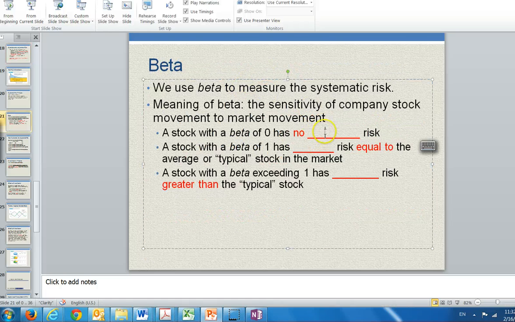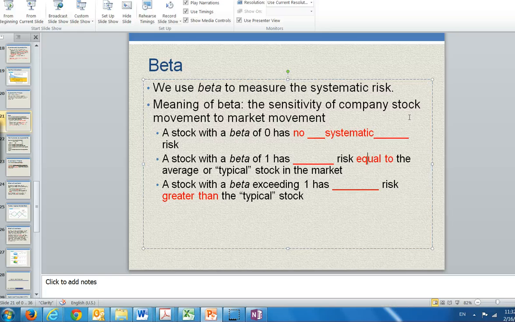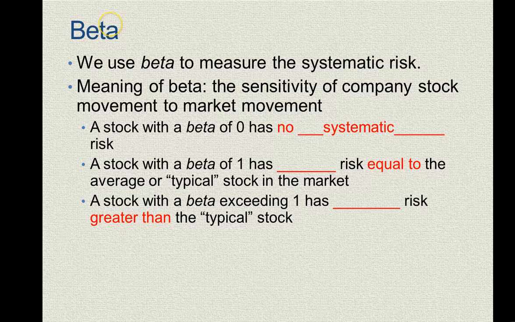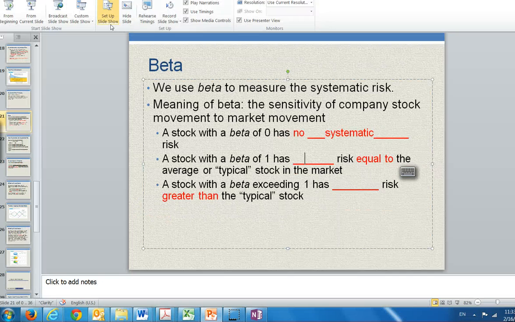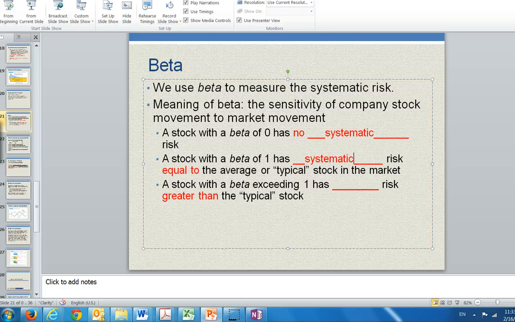So we should fill in the blank here as systematic, right? Because beta measures systematic risk. And a stock with a beta of 1, going back to the definition, means that the company's stock movement has a sensitivity of 1, which means that if the market goes up by 1%, the company's stock also goes up by 1%. So the company's movement has the same sensitivity to the market as a whole. If that's the case, what should be the return? Keep that question in mind, because later on we're going to answer it using the model. A stock with a beta of 1 has systematic risk equal to the average or typical stock in the market.